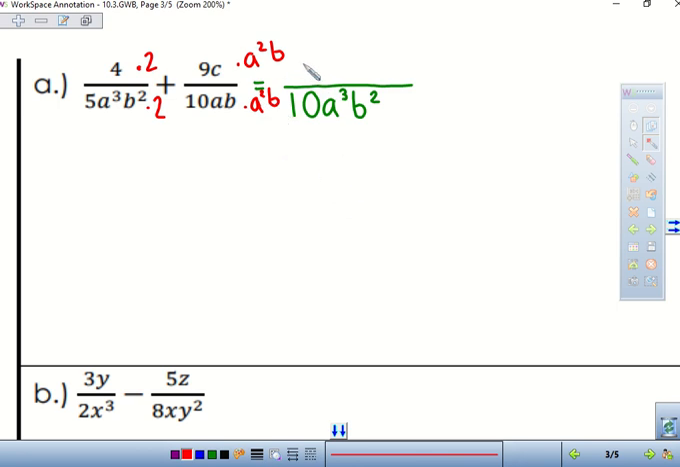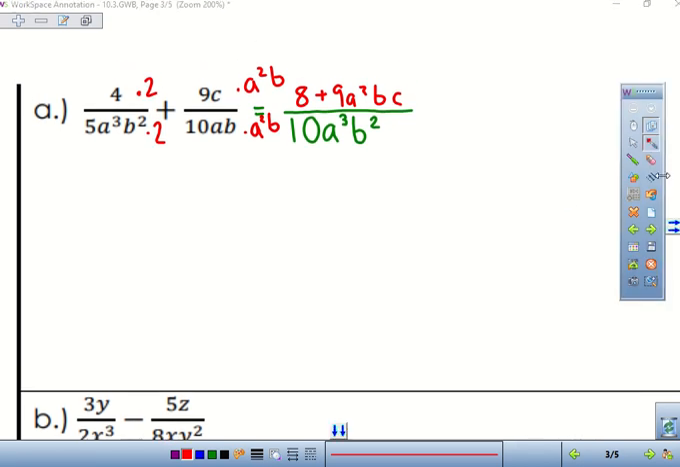So this is going to be 8 plus 9a squared bc. So if you put the letters in a different order, that's still correct. I just do it in alphabetical order to keep it streamlined, but you don't necessarily have to do that. So can I combine the numerators together? No, because they're not what?